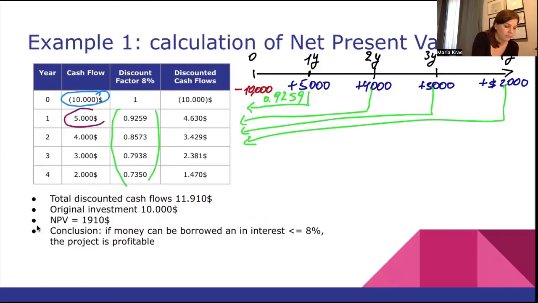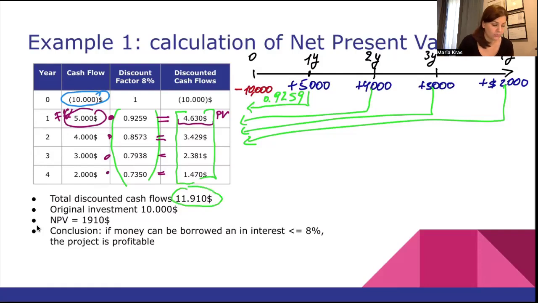So you just take 5,000, multiply it by the discount factor, and you will receive this much. So 4,630. So this is the present value of your future cash flows. Okay, do the same here, here, and here. And then you take the sum, so you sum all of these discounted cash flows together, these ones, to come up with the cumulative amount of $11,910. So that is your total discounted cash flows over here.